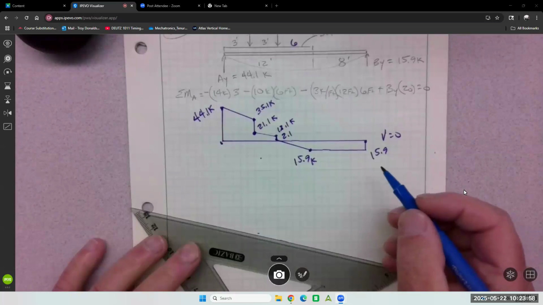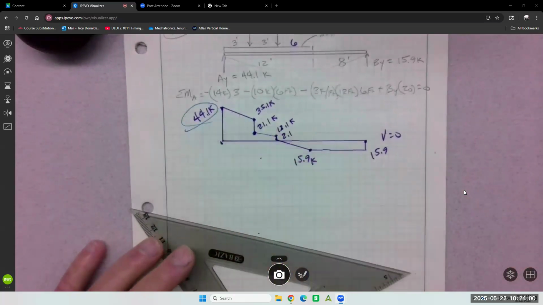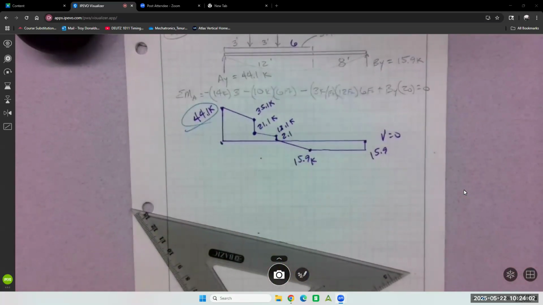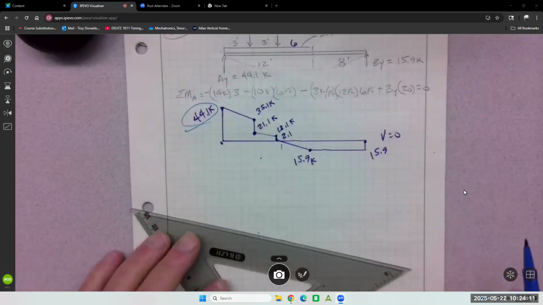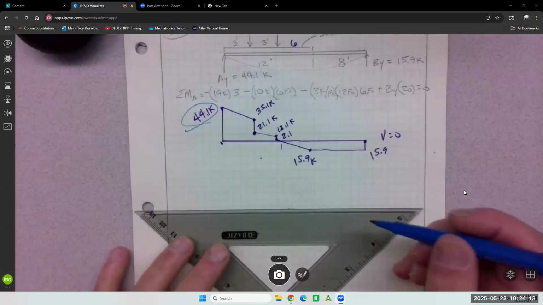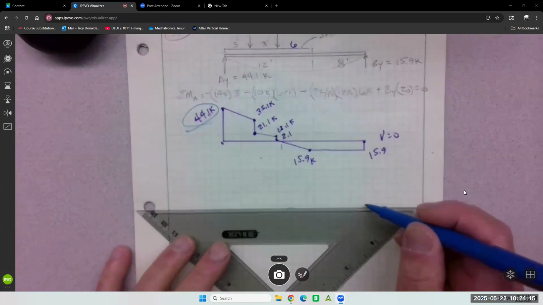Vmax is 44.1, often right near a support. That's where the shear is going to be greatest. Here's our 0 mark. Not really sure where that is, but we can figure it out. But I can draw the graph.